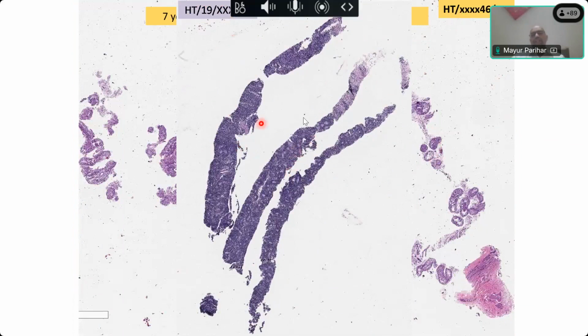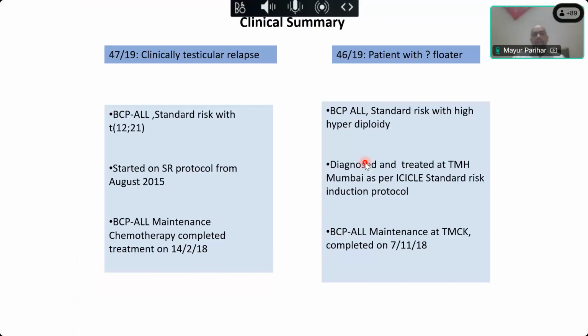The number of bits are more or less same. So there was a big doubt there. So when we looked at the patient which had a clinical testicular relapse, this patient had a 12;21 translocation. And a patient which had probably a floater, we were not sure, had a high hyperdiploidy. So we realized both of these patients have two different genetic abnormalities.